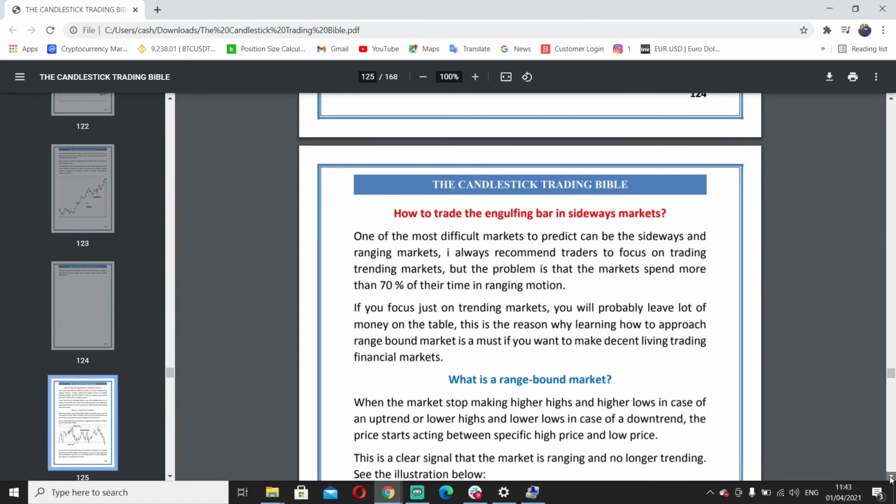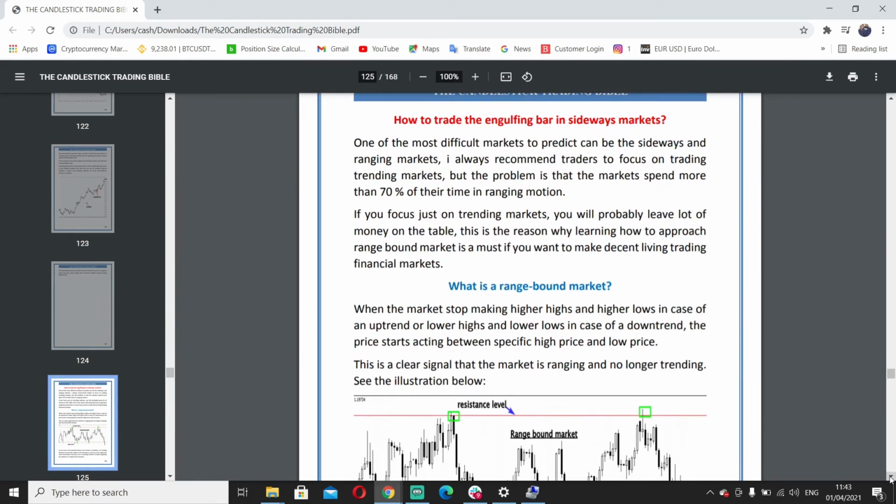So how to trade the engulfing bar in a sideways market? One of the most difficult markets to predict can be the sideways ranging market. I always recommend traders to focus on trading trending markets, but the problem is that the market spends more than 70% of the time in ranging motion, which means you'll end up waiting a lot just to get your perfect setup, and you might miss out on potential buying and selling opportunities. If you focus just on trending markets, you'll probably leave a lot of money on the table.